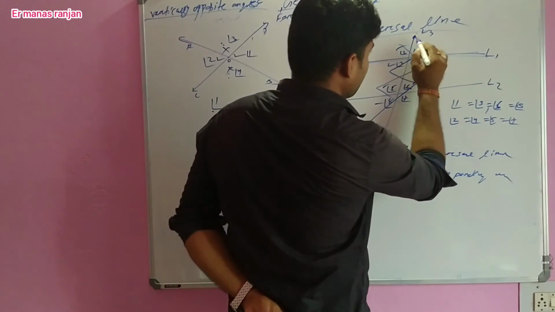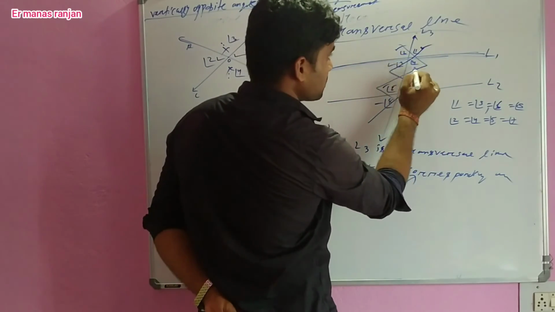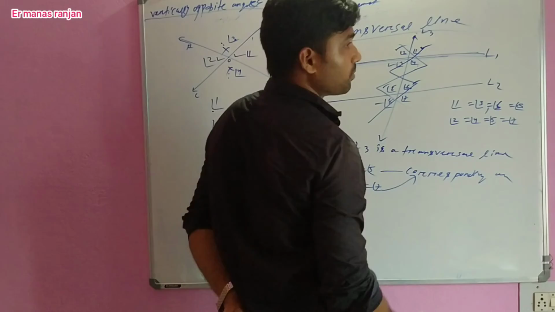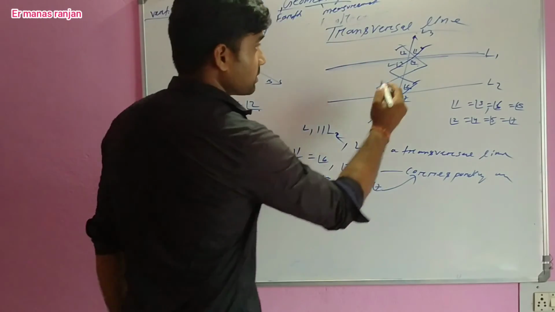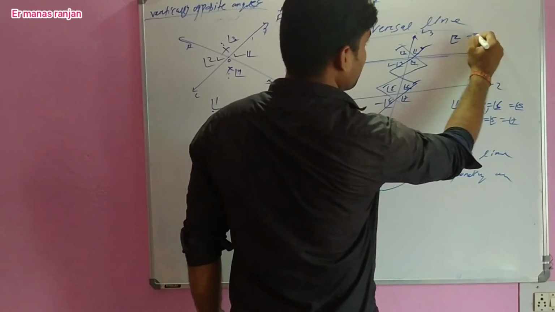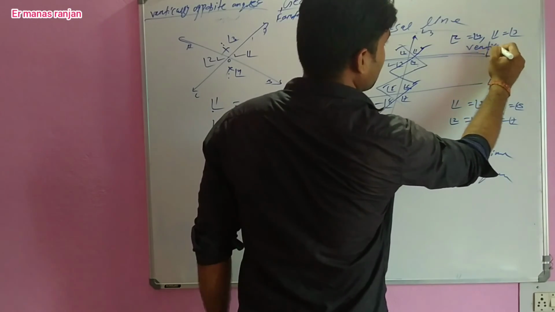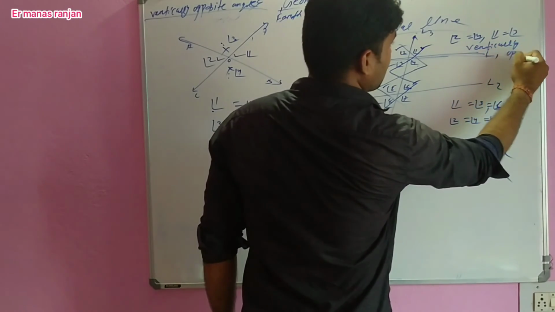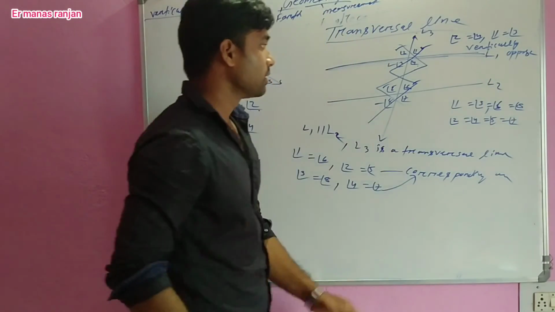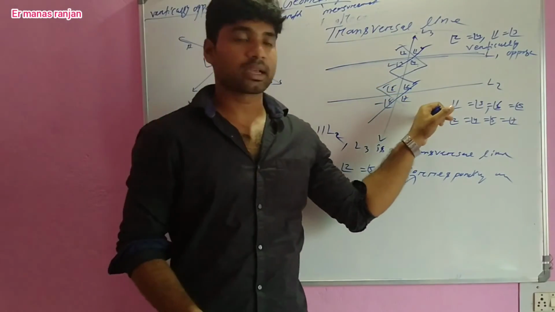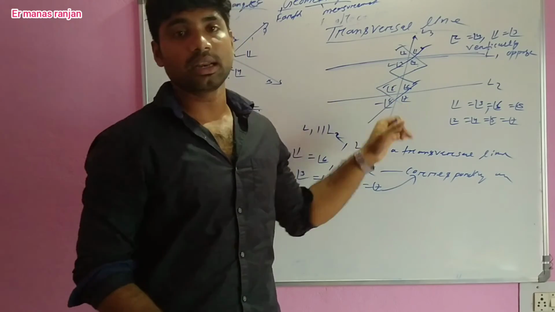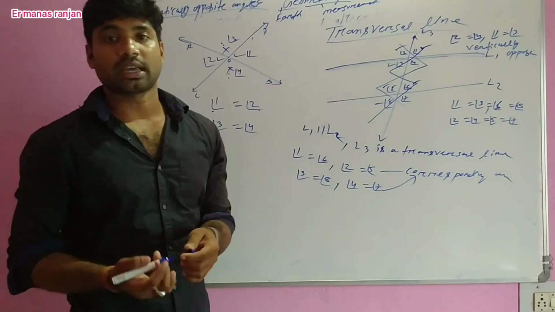Here is a line, here is a line. So angle 2 equals angle 4, vertically opposite angles. 2 equals 4, 1 equals 3, vertically opposite angles. Okay, clear? Similarly, angle 5 equals angle 7, angle 6 equals angle 8, vertically opposite angles.